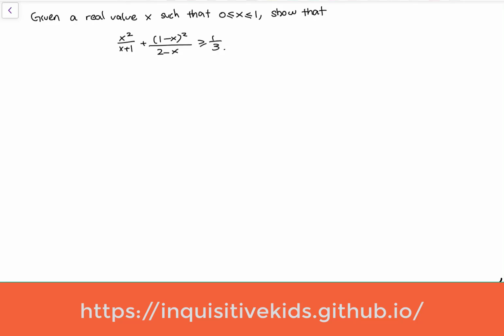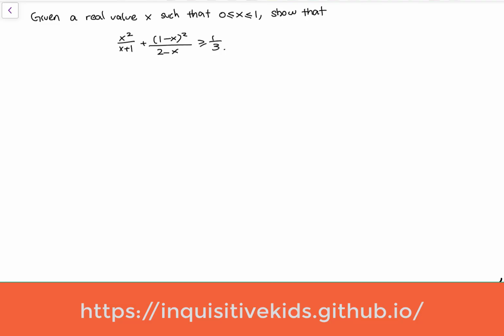Given a real value x such that x is greater than or equal to 0 but less than or equal to 1, show that this inequality is true. We're going to have two methods to solve this problem. The first one is using the AM-GM inequality, and then the second method is somewhat of a shortcut.